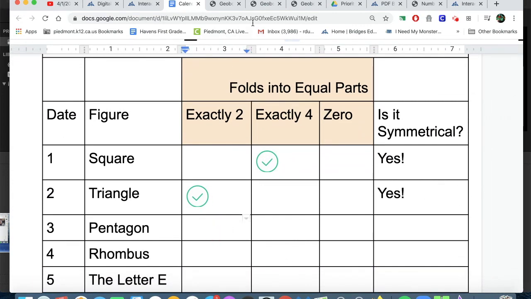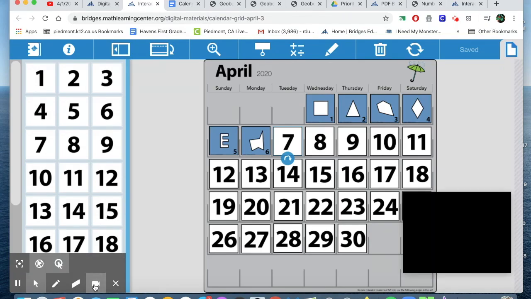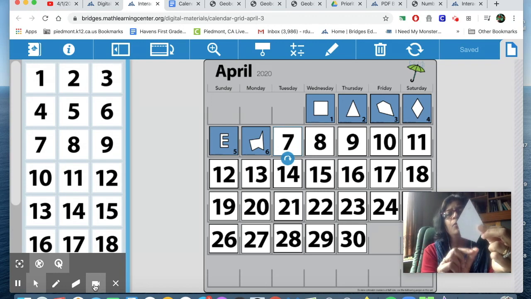Now, pentagon, I'm going to actually show you the pentagon here. And let me get my pentagon ready. This shape is a little tricky. I will try to fold it.